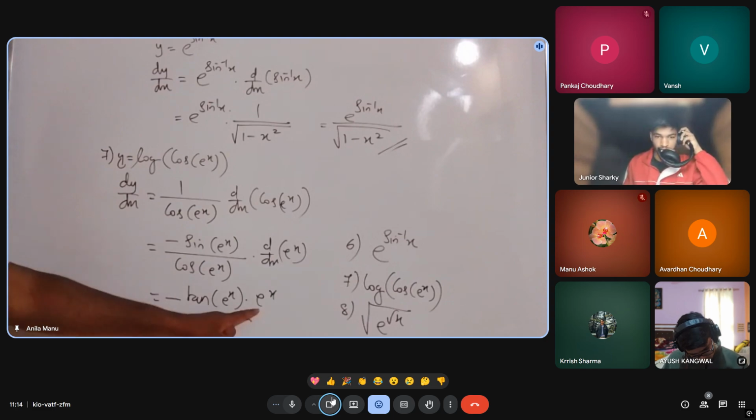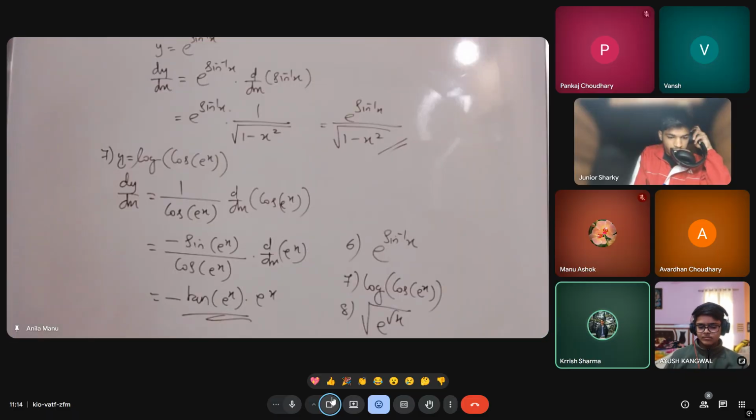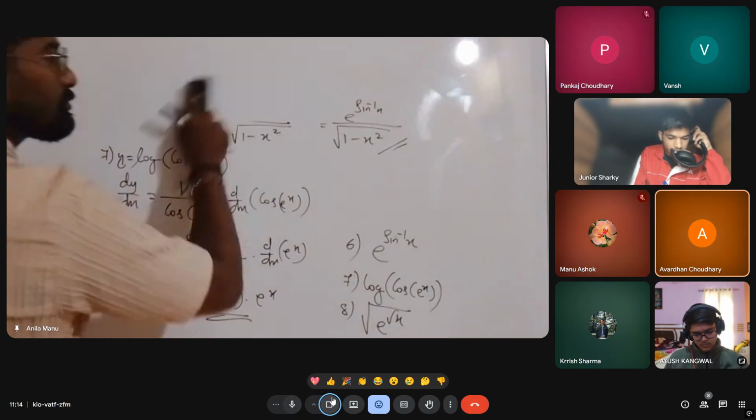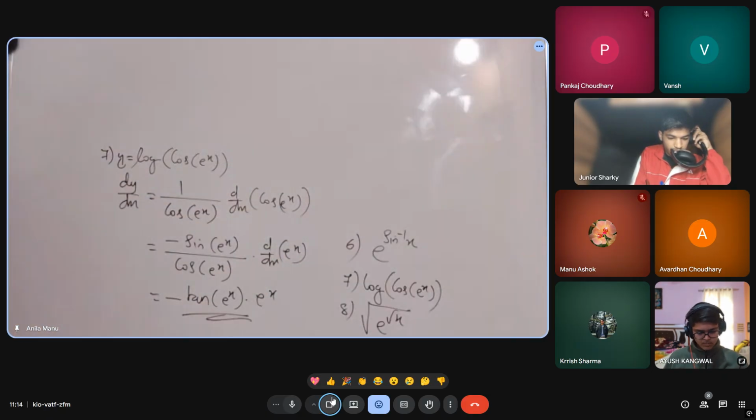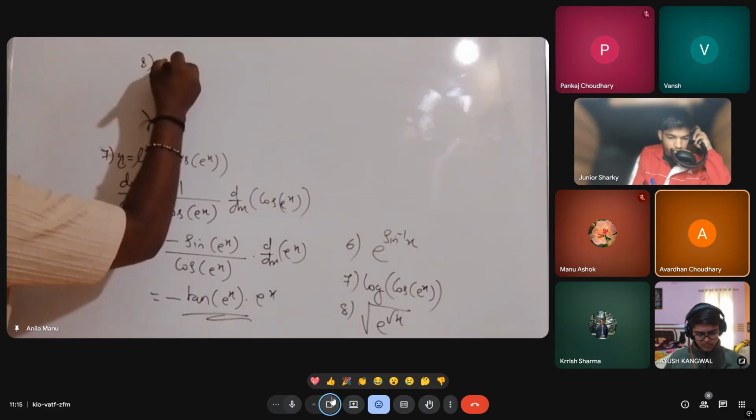If you want, you can write this e raised to x in the beginning. So minus of e raised to x into tan e raised to x. This is also correct. They won't cut the marks. Order doesn't matter. Anywhere you can write.